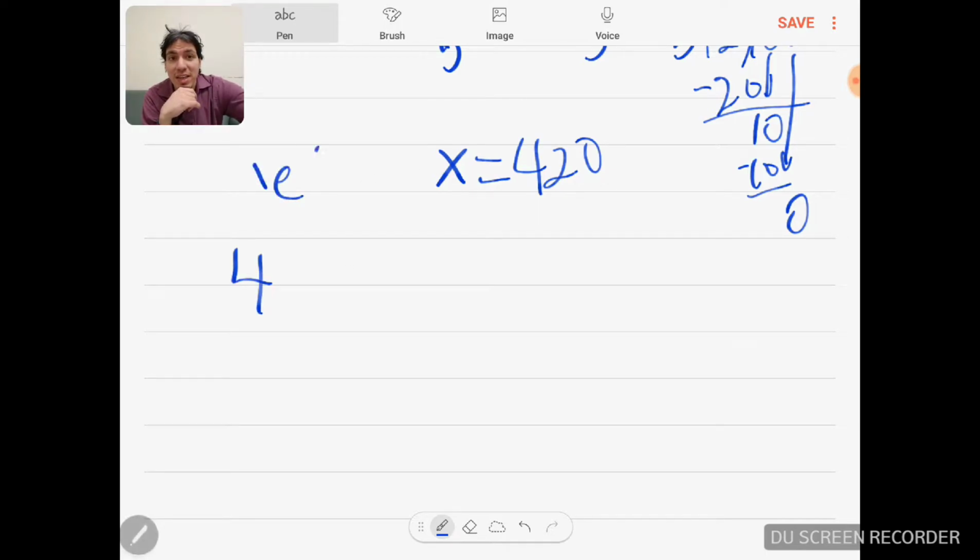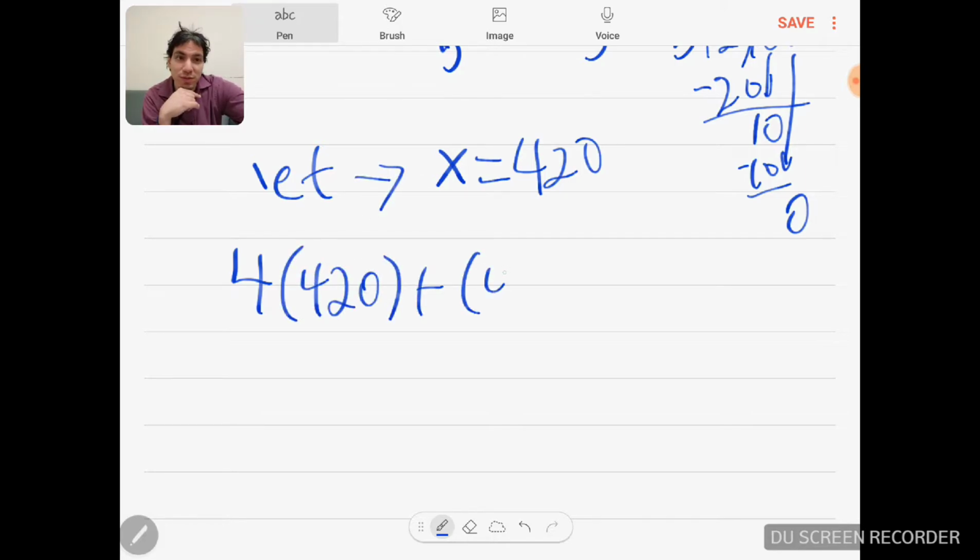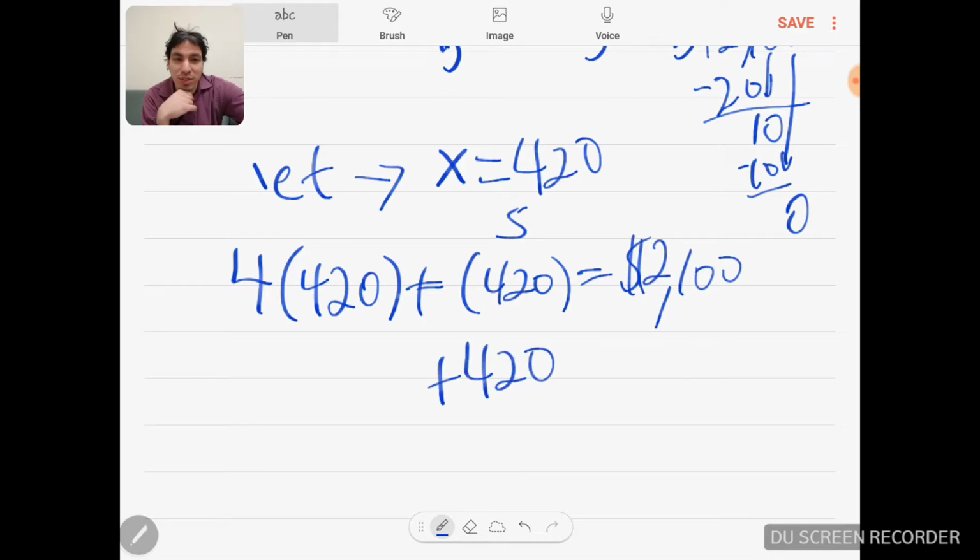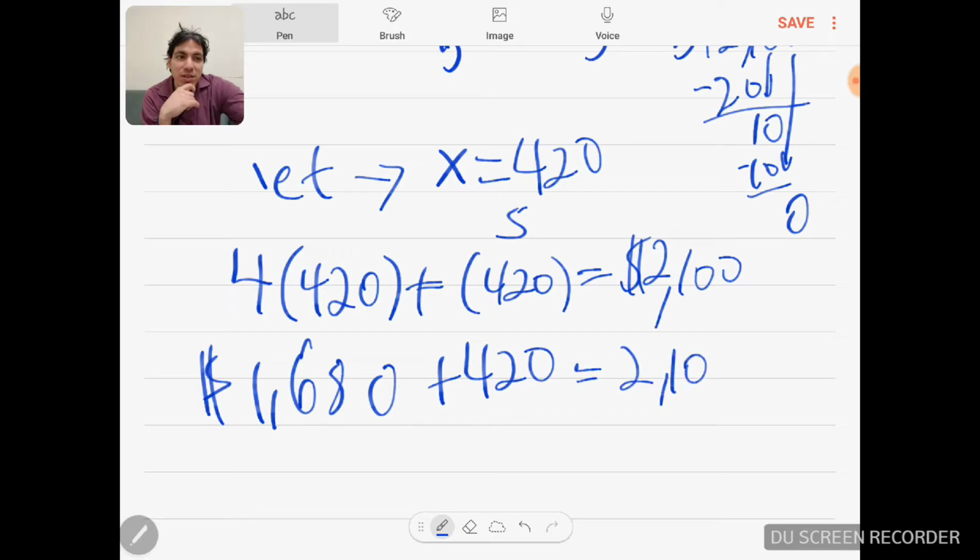So since I let x be my answer, the software costs $420. So I already know this is the price of the software. By default, it makes sense that the computer system is 4 times 420, which is 1,680. If you were to combine these two numbers, you're guaranteed to get $2,100 as your final total, and that means the computer system cost $1,680.